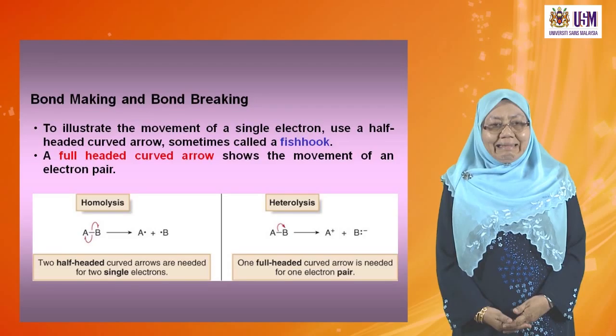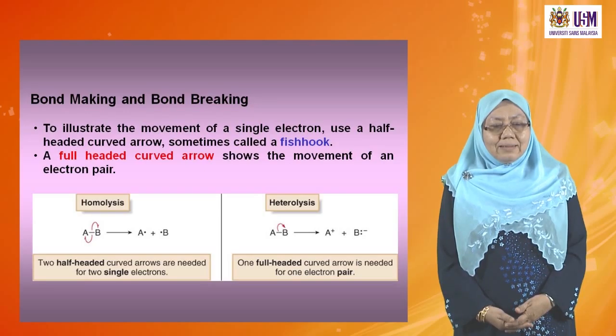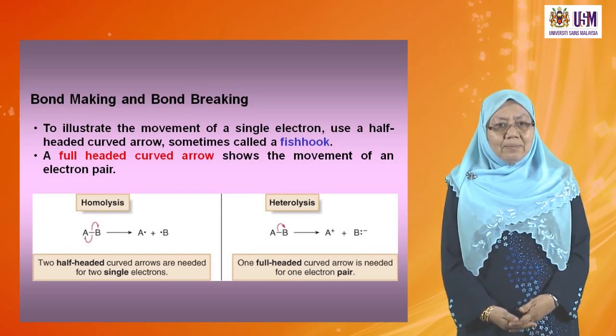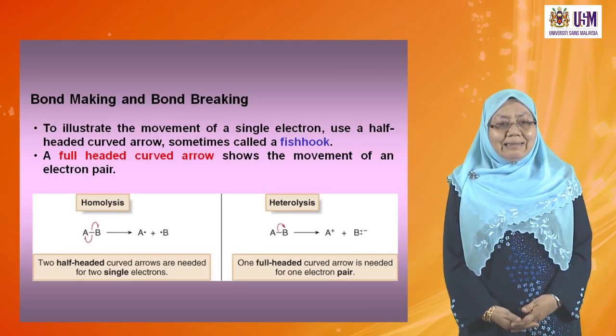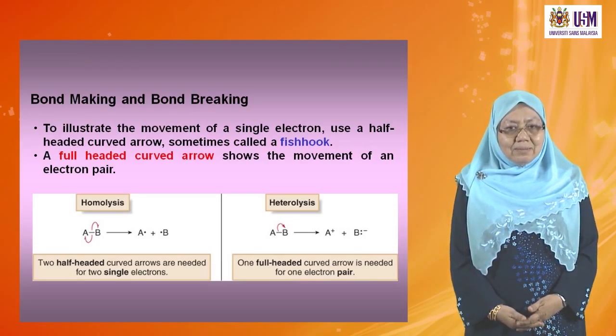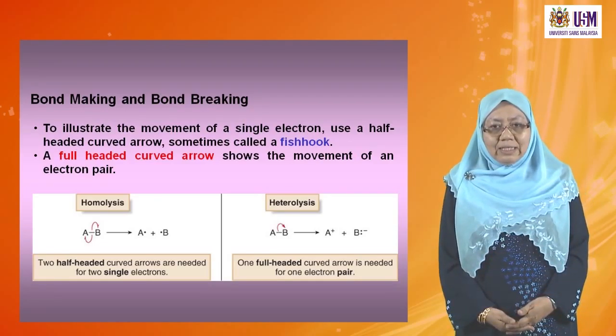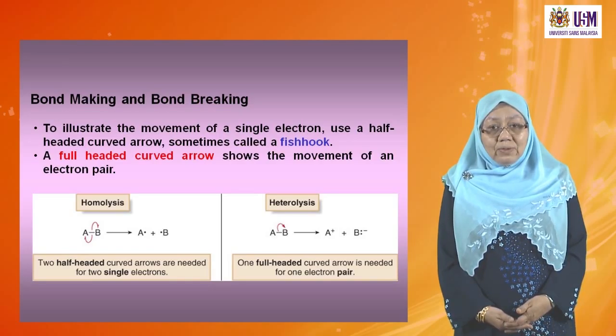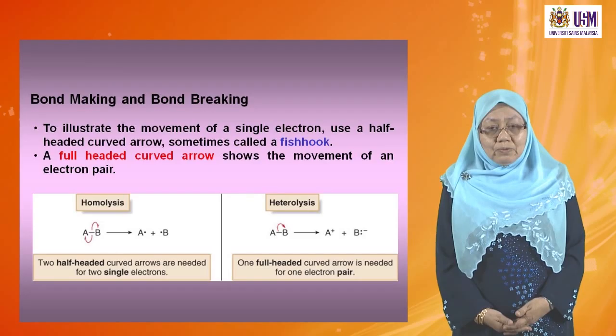As we can see in the example given, in homolysis, we use fishhook arrows where we show an electron moving to both the atoms, where A gets an electron and B gets another electron. So two half-headed curved arrows are needed for two single electrons. In the heterolysis example, we can see where both the electrons are moving to B, which is the more electronegative atom. So one full-headed arrow is needed for the one electron pair.